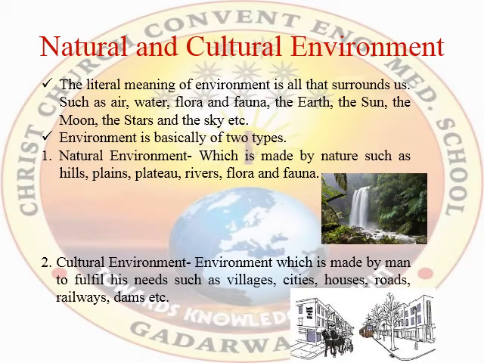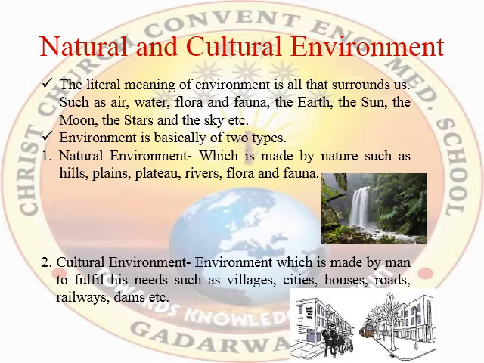Natural and cultural environment. Students, now what is environment? The literal meaning of environment is all that surrounds us, such as air, water, flora and fauna, the earth, the sun, the moon, the stars and the sky, etc. Students, environment is basically of two types, that are natural environment and cultural environment.